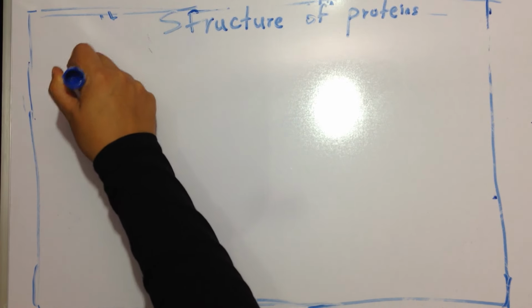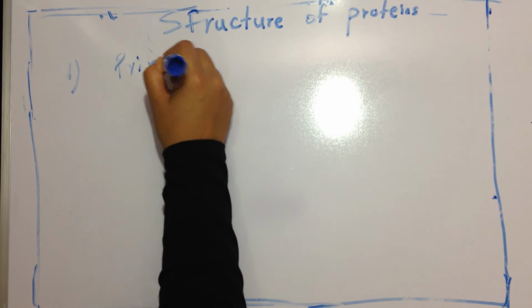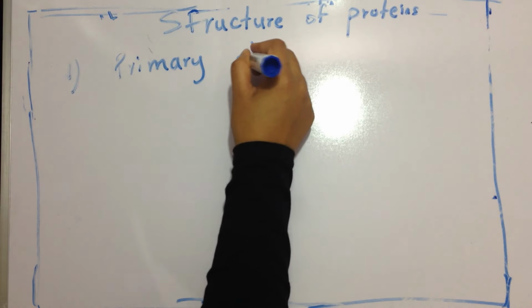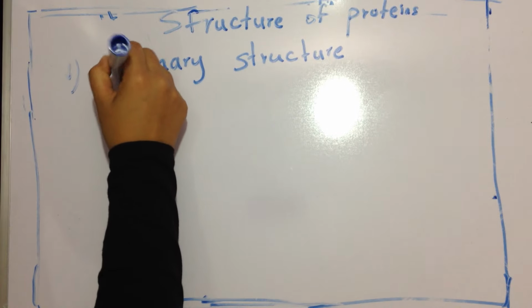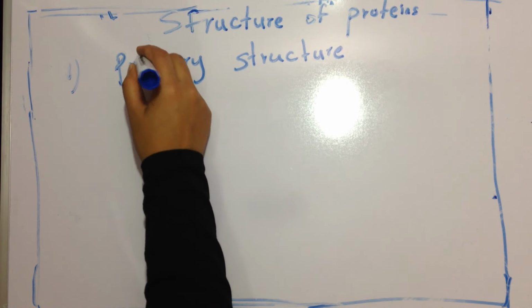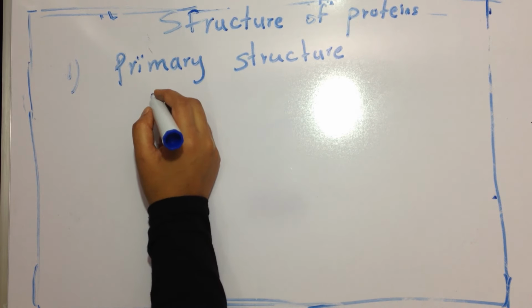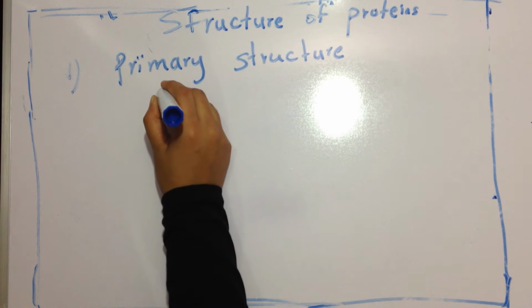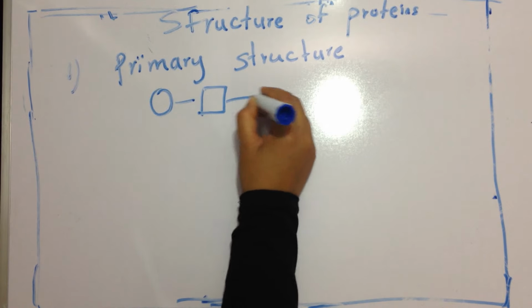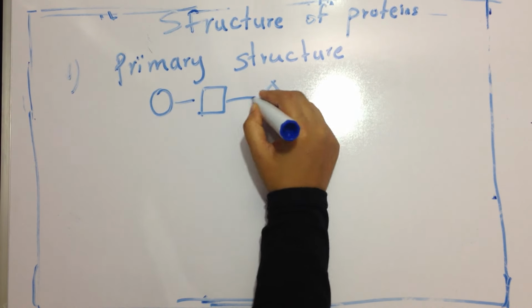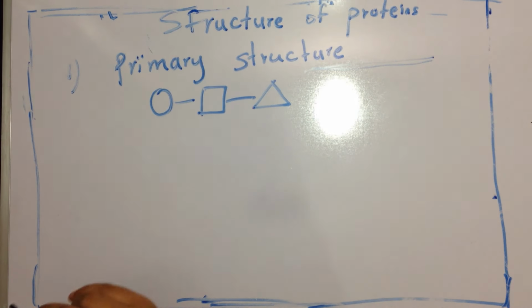their very simple structure, which is called the primary structure. So the primary structure is nothing but the sequence of amino acids. For example, if I indicate the amino acids using different symbols, like say this is one amino acid and this is another different one and this is another different one. So the primary structure is like the linear chain of the polypeptide.